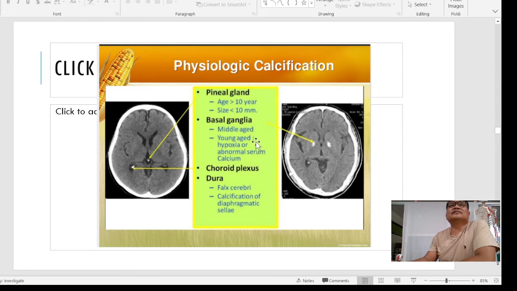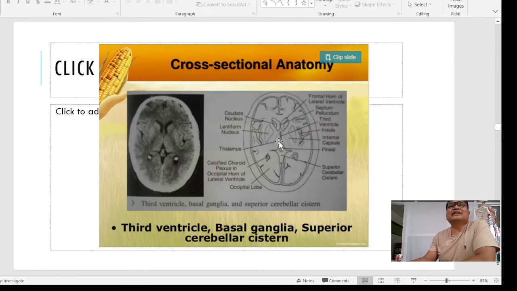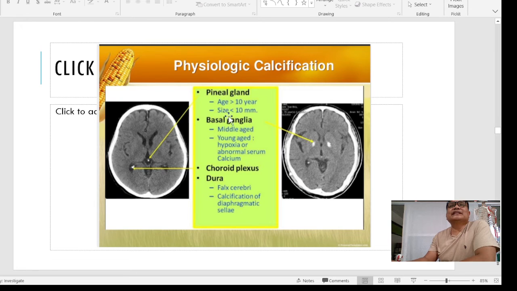Then you have here the pineal gland, so this is in the diencephalon area. We can see the pineal gland and the basal ganglia, middle age, young age. We can see here if there are tumor calcifications there. Then you have your choroid plexus there, in this area, which is the base.